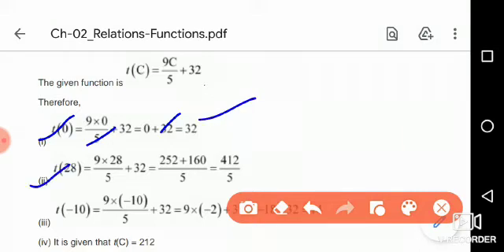Similarly, we can find out when C is 28. T of 28 is equal to 9 into 28 divided by 5 plus 32. Therefore, 9 into 28 is 252, plus 32 into 5 will be 160, divided by 5. That gives 412 divided by 5.